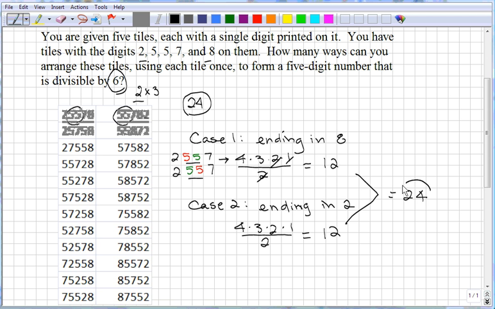Okay, and again we have to take into account that the 2 5s are the same, so we have to divide by 2 because there's 2 ways to arrange those 5s, and they're both the same. So we can get 24 this way too, more directly. Okay, so there you go.